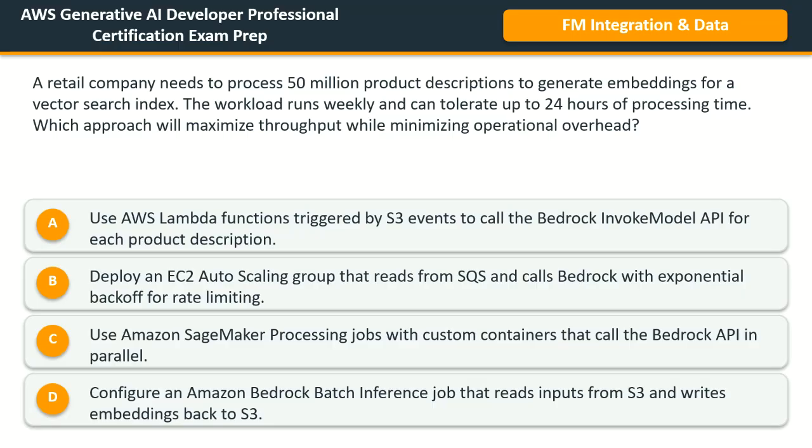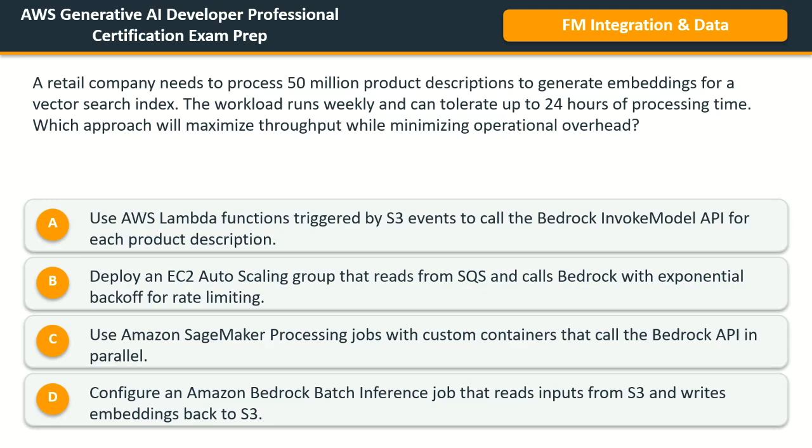Why are the others wrong? A would create millions of Lambda invocations, which is expensive and fragile. B works, but requires a lot of operational overhead that you don't need. C adds unnecessary complexity when Bedrock already provides a managed batch option. The exam almost always rewards managed services when scale is high. For large offline GenAI workloads, if it's big, slow, and scheduled, use batch inference. The correct answer is D.